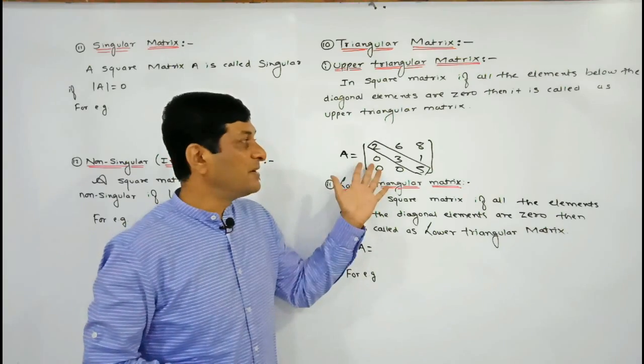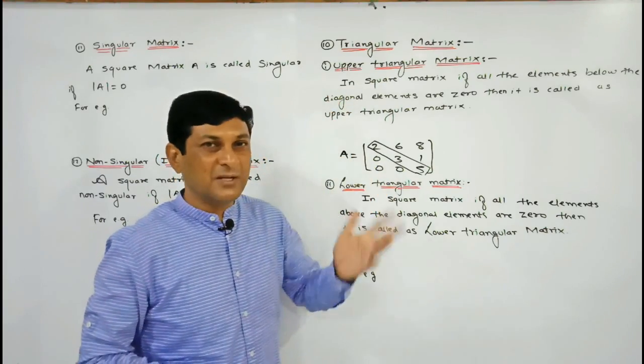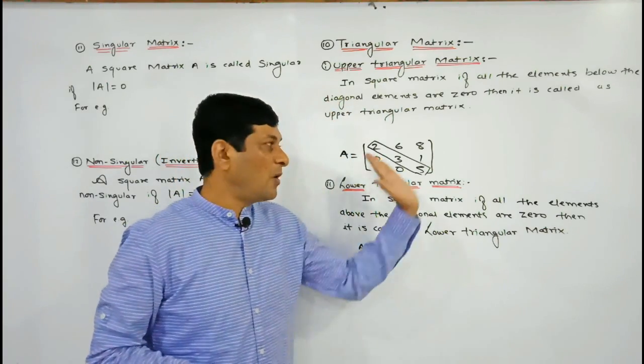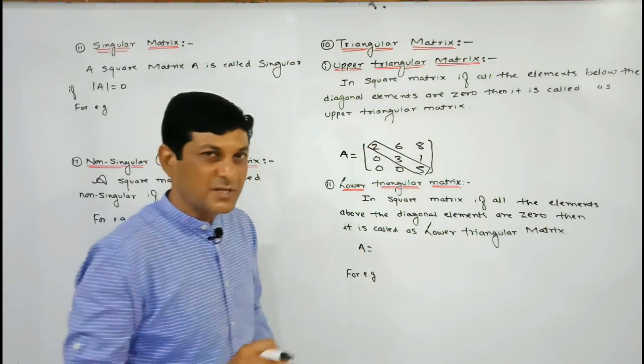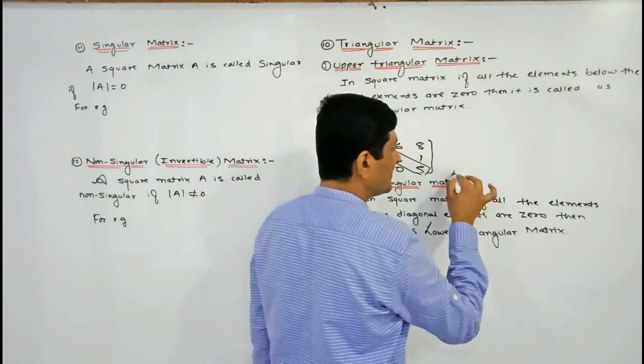At that time this square matrix is called as what? Upper triangular. A very simple condition is there. If all the elements below the diagonal elements are 0, then the square matrix is called as what? Upper triangular. Let us consider one another example.